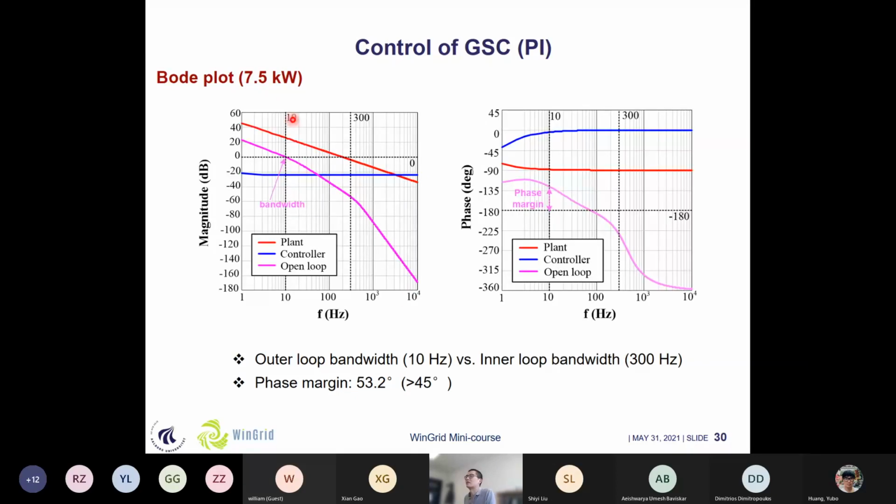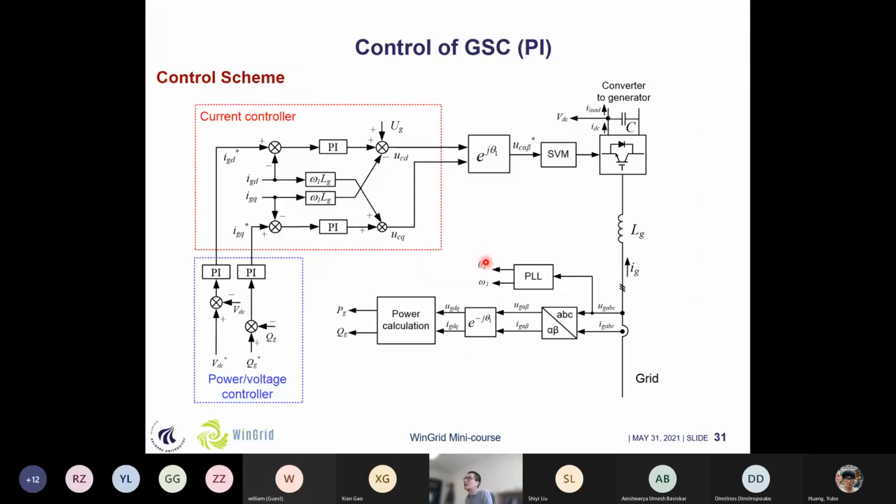And similarly, we can see the case for this 7.5 kilowatt system. Here you can see that the bandwidth is also far away from this inner current loop to realize full decoupling. And in terms of the phase margin, it also fulfills this criteria. Then, if we have these PI parameters designed, we can draw the control scheme of this grid side power converter.